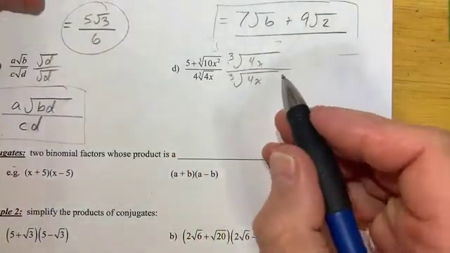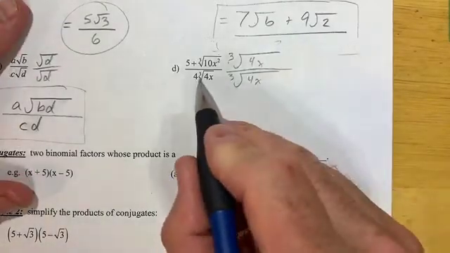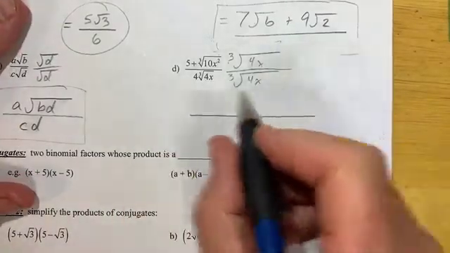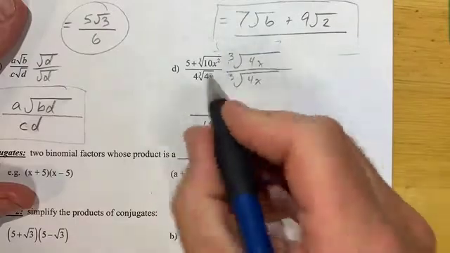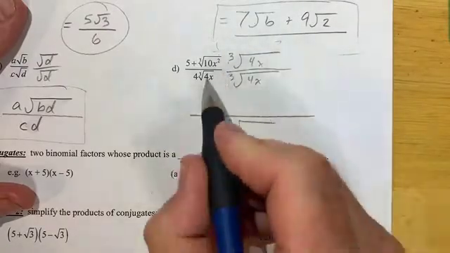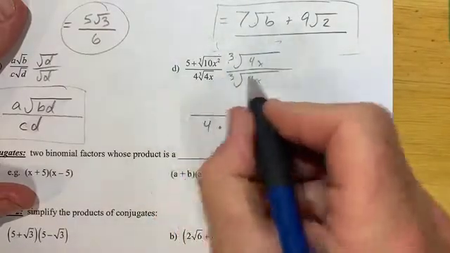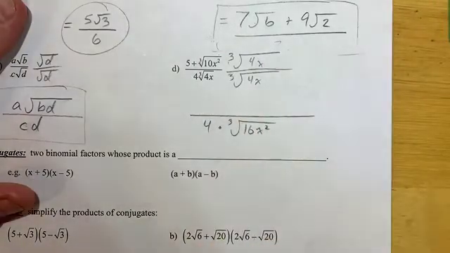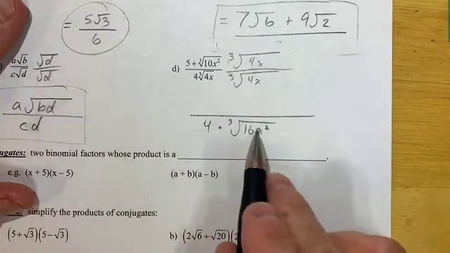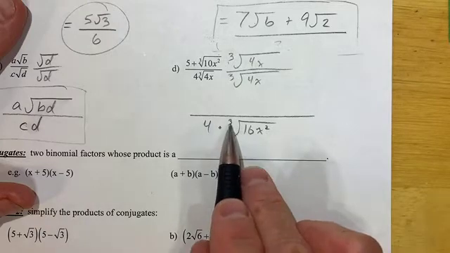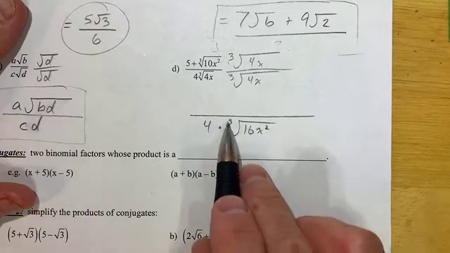And watch what happens. It's not going to work. Because when I multiply by the cube root of 4x, look, the bottom becomes 4 times the cube root of 4 times 4 is 16. X times x is x squared. That's still a radical. It didn't disappear, right? It's not the square root of 16, it's the cube root of 16.